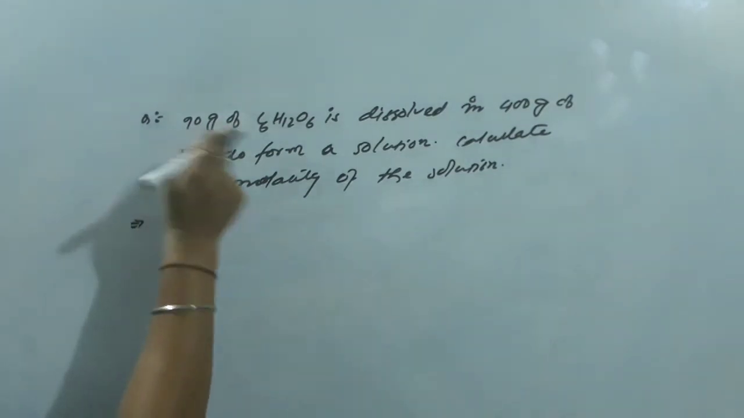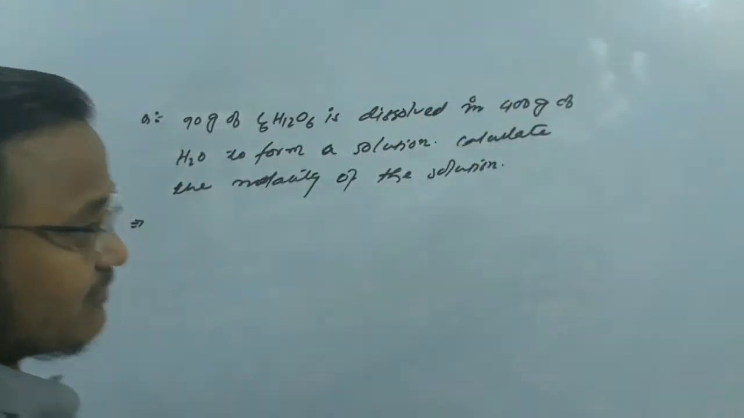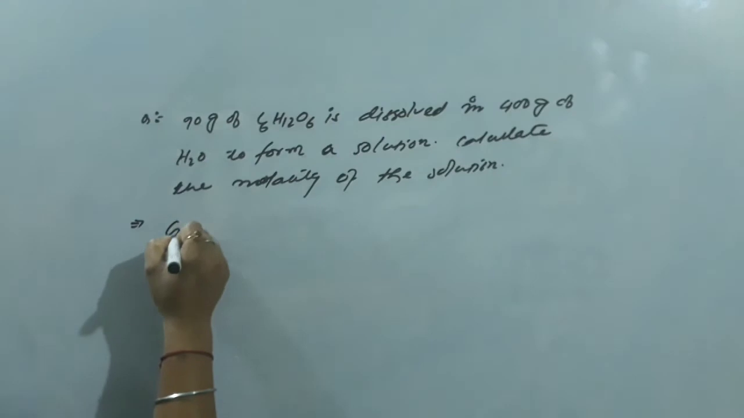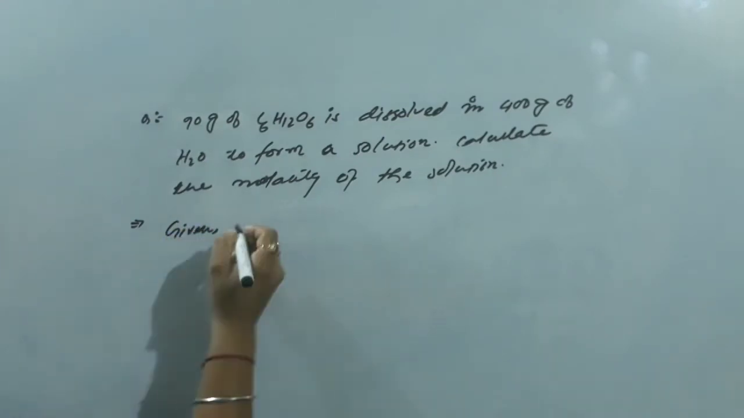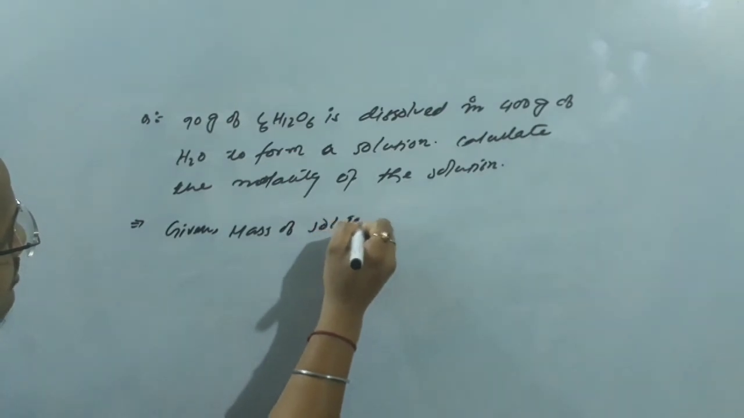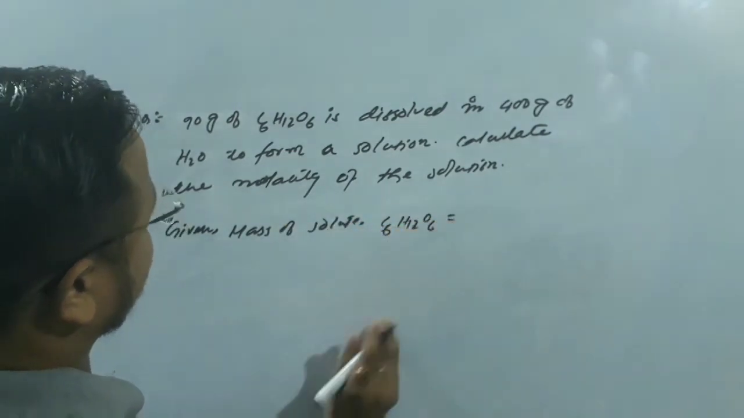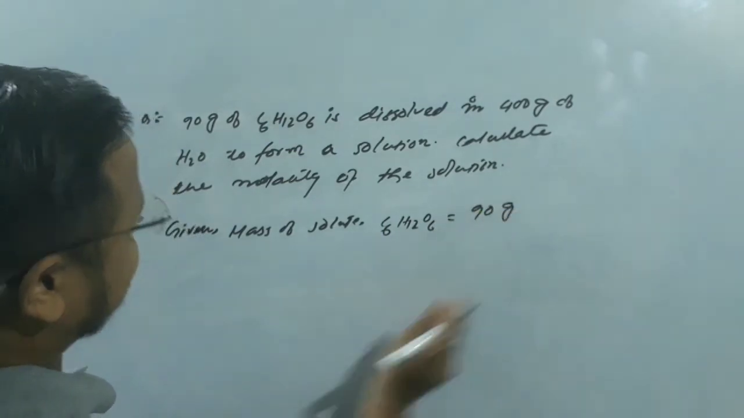Okay guys, let's try to solve the numerical. It's very simple. 90 gram of C6H12O6, it is glucose, right? And 400 gram of H2O. So 400 gram of water is the solvent. Given the mass of solute, our solute is C6H12O6, which is glucose, and it is given as 90 gram.